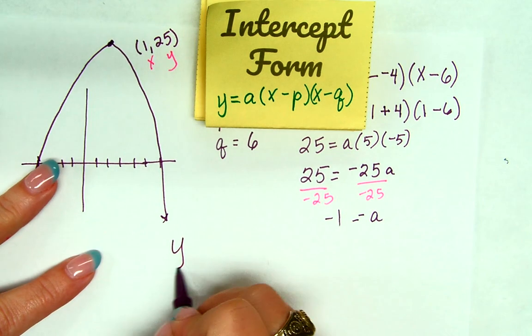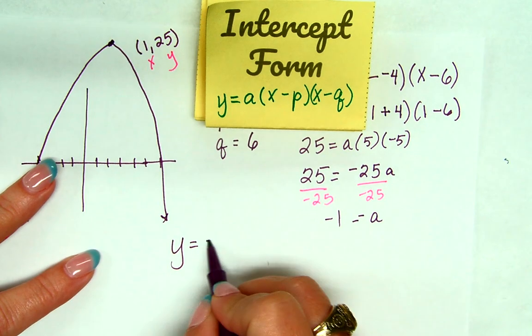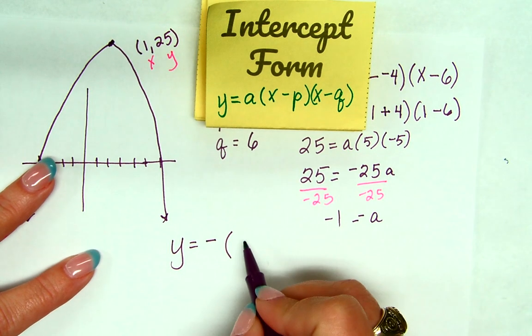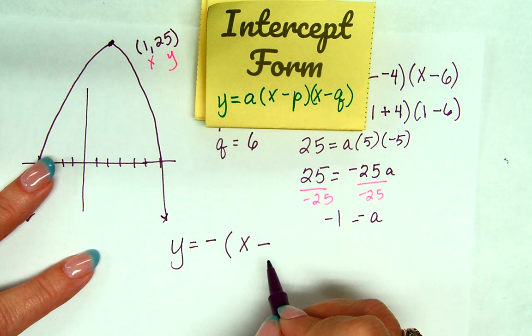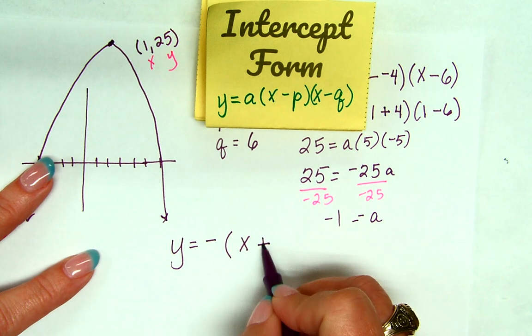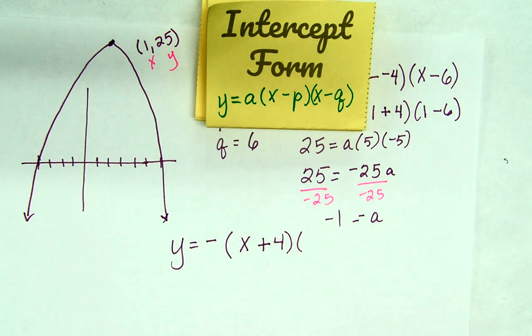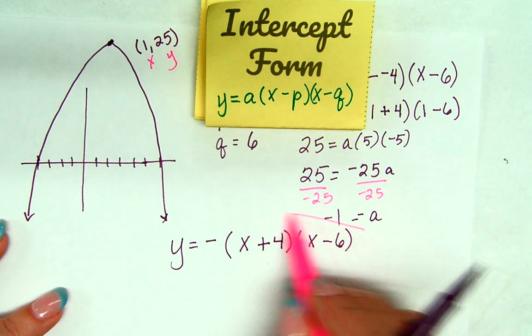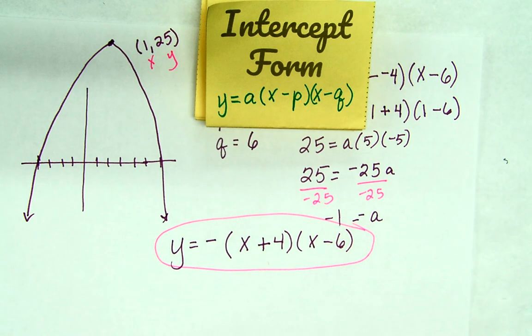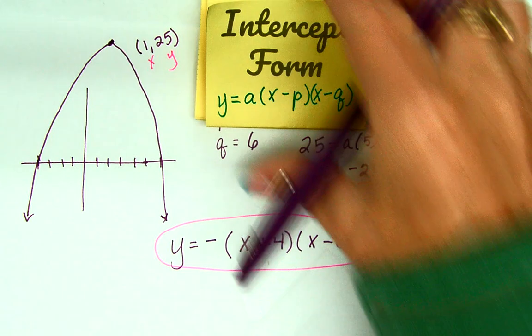Okay, so y equals negative 1. Then what? X minus a negative 4, so plus 4. And then x minus 6. Did you notice I didn't write exactly what you said? Yeah. What did I not write? The 1. Are you allowed to put the 1 there? Yes. Oh, yes, absolutely. Do you have to put the 1 there? No. Okay. Okay, so far?